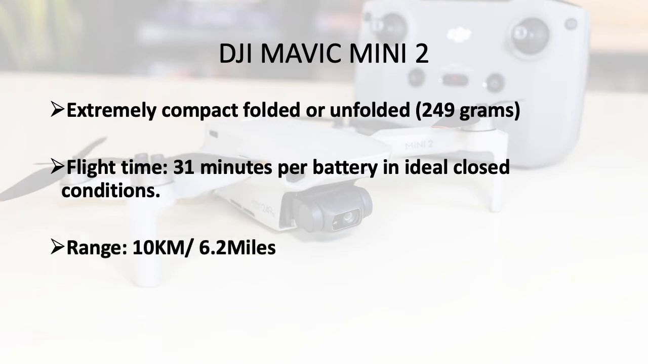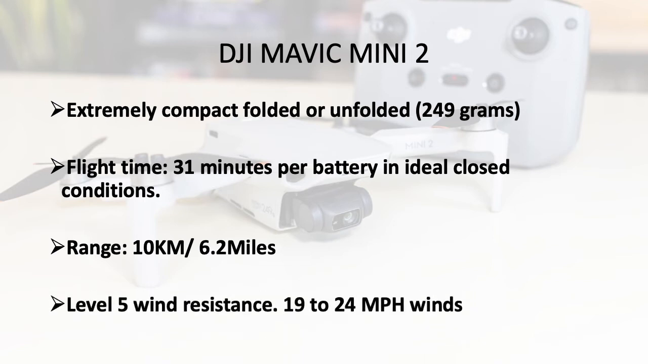The range is going to be 10 kilometers or 6.2 miles on this drone. Again, this is in ideal conditions. Realistically, we're going to be flying less than that, and 6.2 miles is pretty far. We won't be able to see it, so we want to make sure that we keep it within visual line of sight. It's a level 5 wind resistance, so it can handle 19 to 24 mile per hour winds.